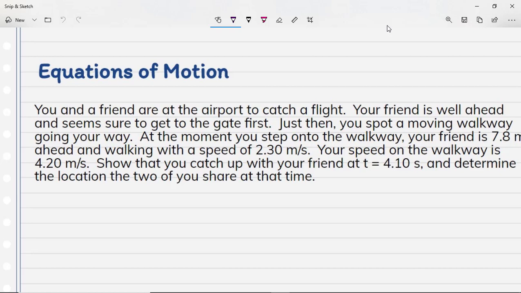At the moment you step on the walkway, your friend is 7.8 meters ahead and walking with the speed of 2.30 meters per second. Your speed on the walkway is 4.20 meters per second. Show that you catch up with your friend at time of 4.10 seconds and determine the location the two of you share at that particular time.